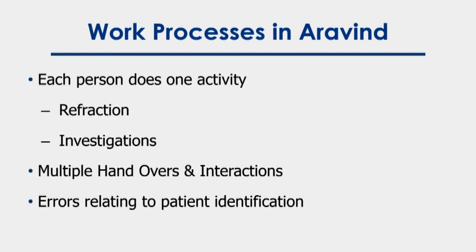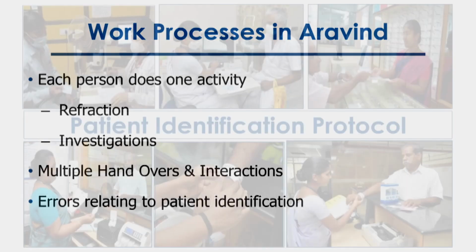And in our organization, it is also a little bit complex because each person does one activity. Somebody does refraction, somebody may do an investigation, and even each investigation is done by a different person. So there are multiple handovers of the patients from one person to another, and errors relating to patient identification can happen. That's why I was telling you, what I'm sharing here is all related to Aravind. But each of your organizations can have different challenges and different types of errors, because it's all related to the way you have structured your workflow and process.